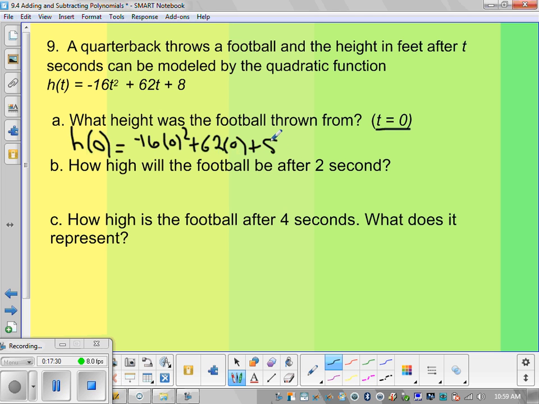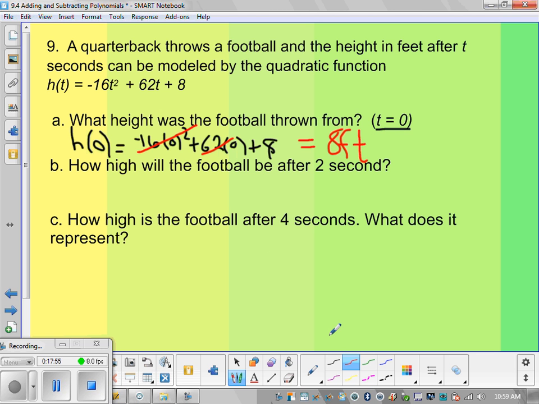So when we go to finish solving this problem, 0 squared is 0 times 16 is 0. 62 times 0 is 0. We are simply left with 8. That means the height is 8 feet after, or at 0 seconds, which is the starting height.